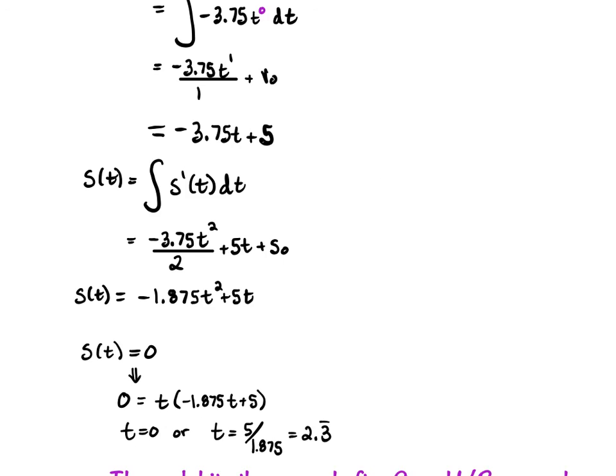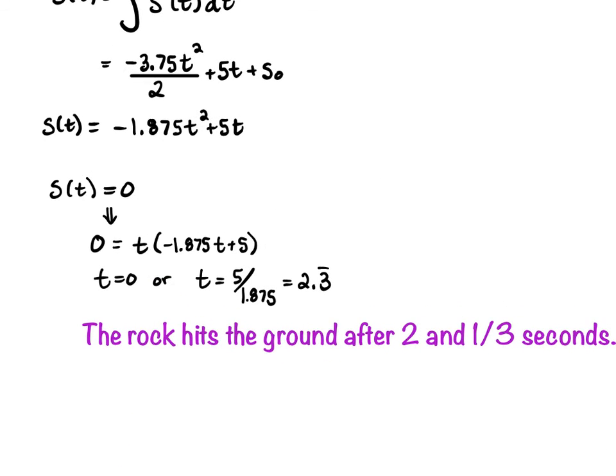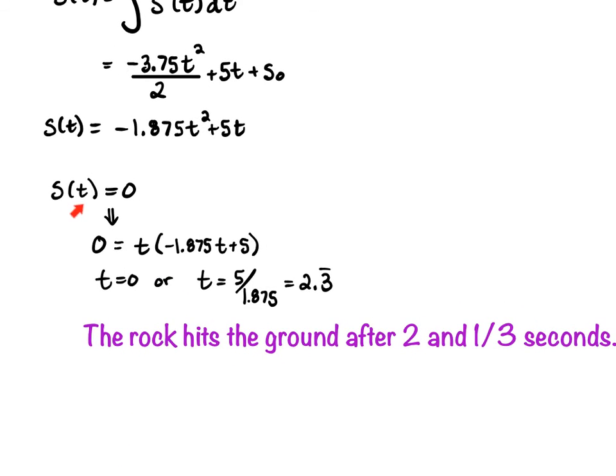I want to know when the rock hits the ground, so I want to know when my position, or my height, is 0. So s of t equals 0 means 0 equals this function, which I can factor a t out of. That gives me t equals 0, which is just when the rock was initially thrown up, and then t equals 5 over 1.875, or about 2, not about, exactly 2 1/3. So the rock hits the ground after 2 1/3 seconds.